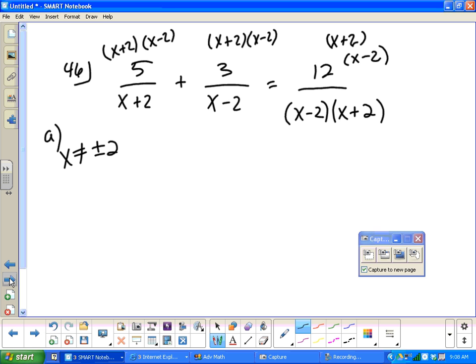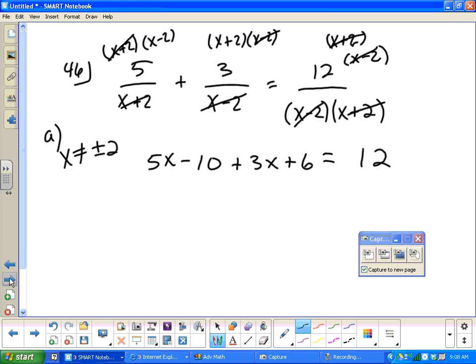Now, let's go to canceling. So those will cancel. So 5 times x minus 2 would be 5x minus 10. Those will cancel. So 3 times x plus 2 would be 3x plus 6. And now both of them cancel there, so it's just 12. If you make it here, then you're good.